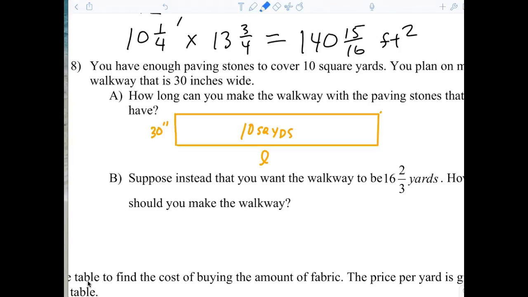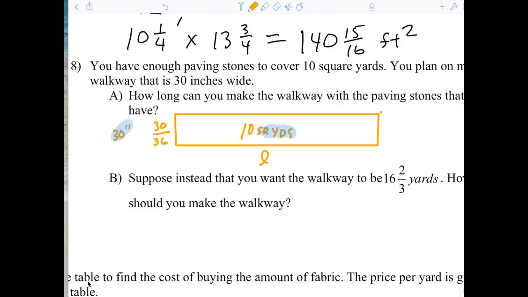Right now, I have square yards, and over here I'm measuring in inches. So I've got to convert inches to yards. How many inches in a yard? 12? Well, wait a minute. There's 12 inches in a foot, 3 feet in a yard, so there would be 36 inches. So 30 inches represents what fraction of a yard? 30 over 36. So I'm going to slide this out of the way and put 30 out of 36 right here.